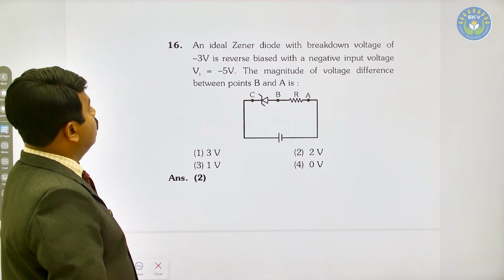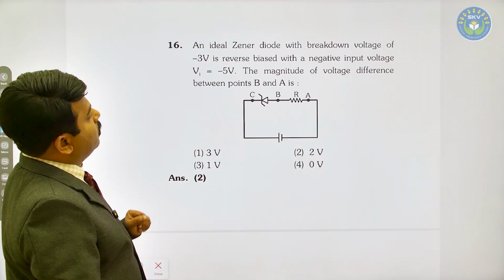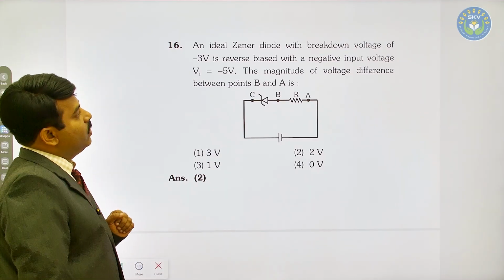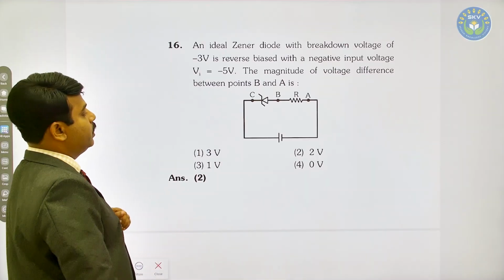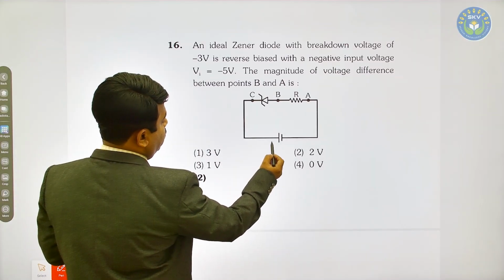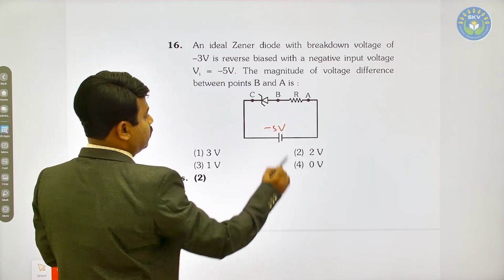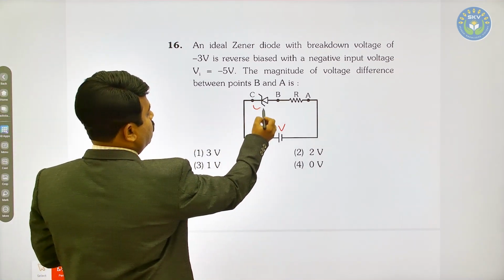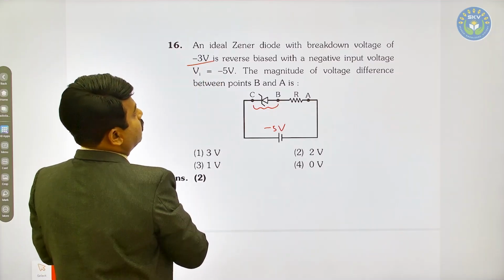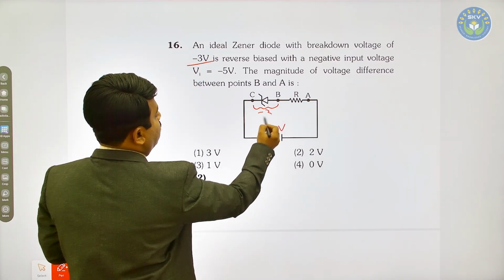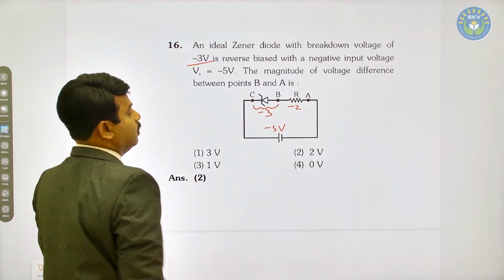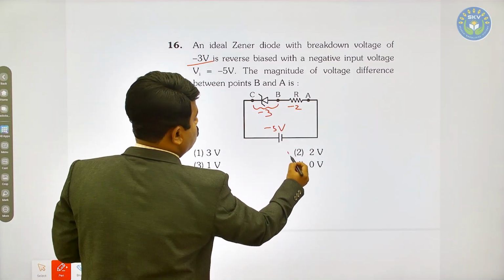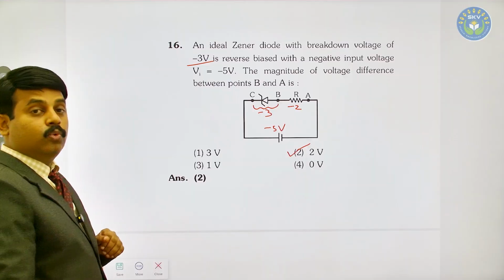All right. An ideal Zener diode with breakdown voltage of minus 3 volt is reverse biased with a negative input voltage of minus 5 volt. So here we have minus 5 volt. Then at breakdown, the voltage across the diode is constant, the given breakdown voltage, that is minus 3. What is remaining across this? Minus 2. Then the magnitude of that voltage across A and B is 2 only. Then option 2 is correct.